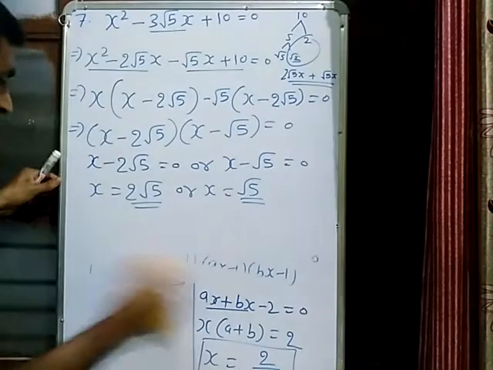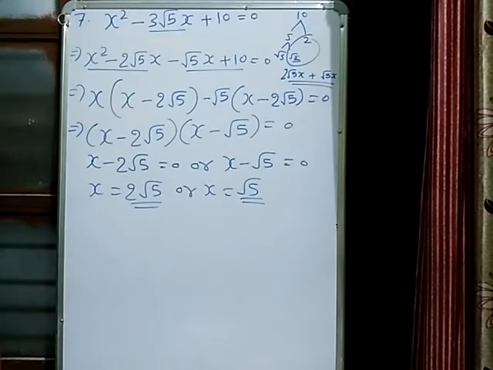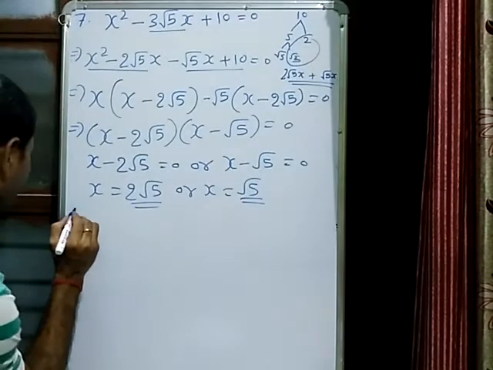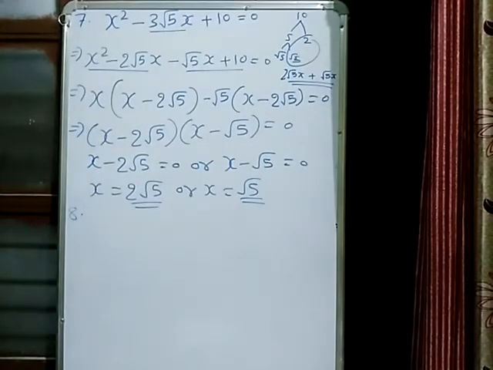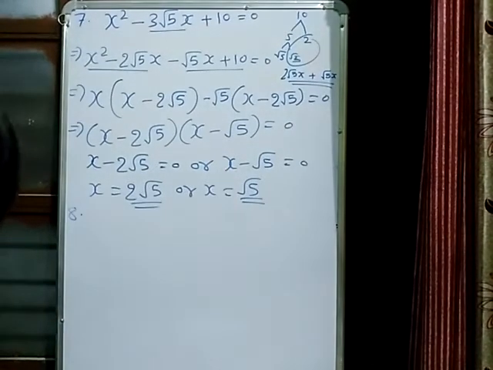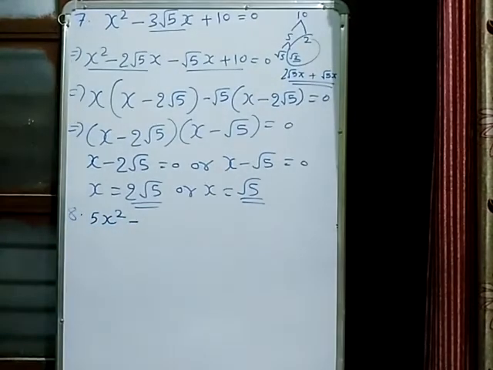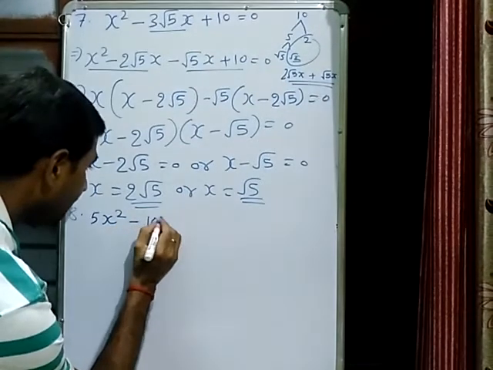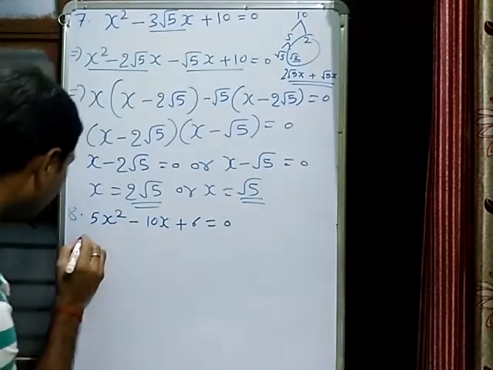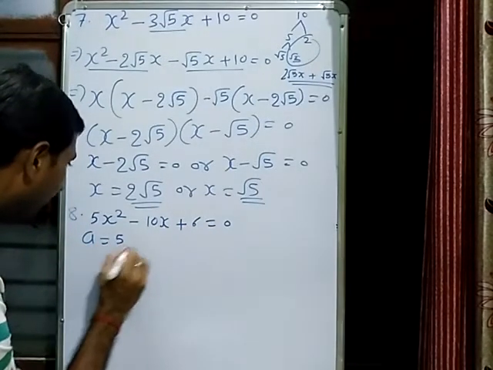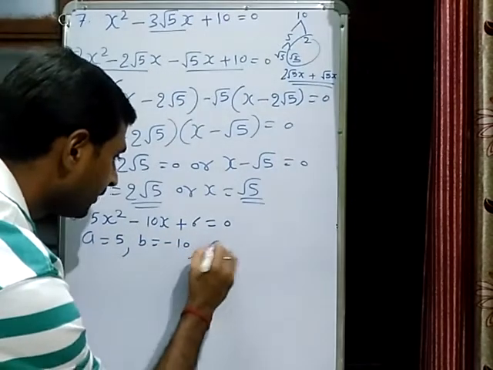In question number 8 it is given, find the nature of roots. You only need to write the nature of the roots of the given equation. The equation is given: 5x into x minus 2, that is 5x square minus 2 into 5x, that is 10x, plus 6 is equal to 0. To find out the nature of roots, we need to find out D. For D, note a is 5, b is minus 10. If you want, you can divide, not divisible. c is equal to 6.